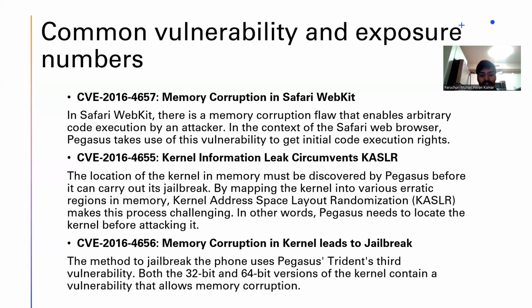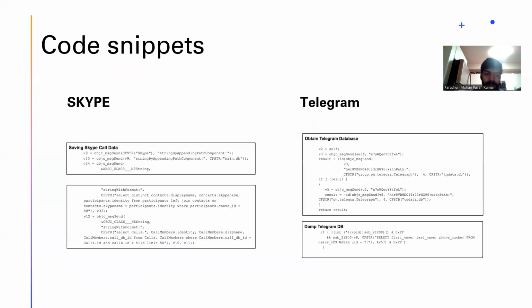So CVE-2016-4656 is a memory corruption in the kernel that leads to jailbreak. The method to jailbreak the phone is Pegasus's third vulnerability. Both 32-bit and 64-bit versions of the kernel contain a vulnerability that allows memory corruption. So if you have memory corruption, they are going to steal everything from our phone.